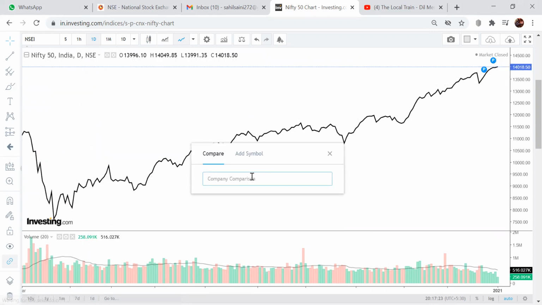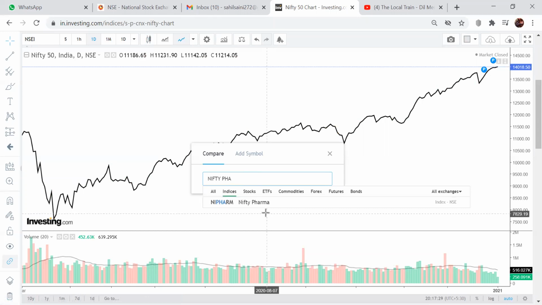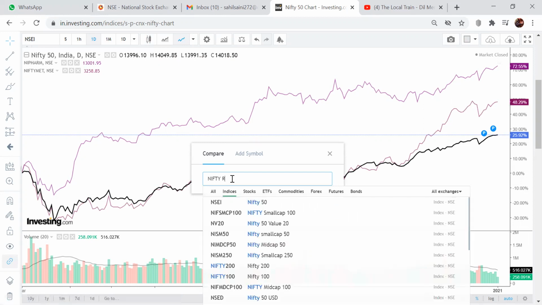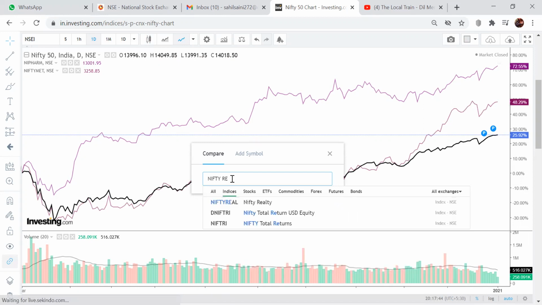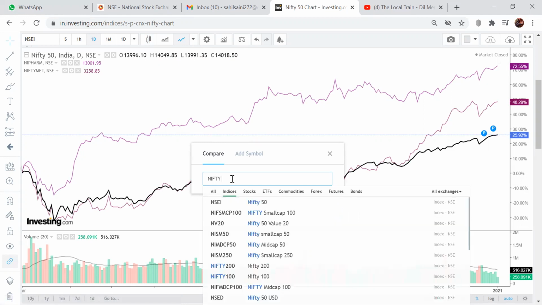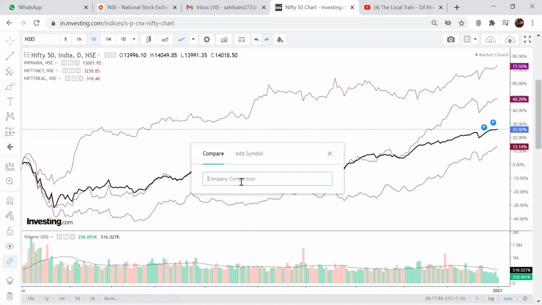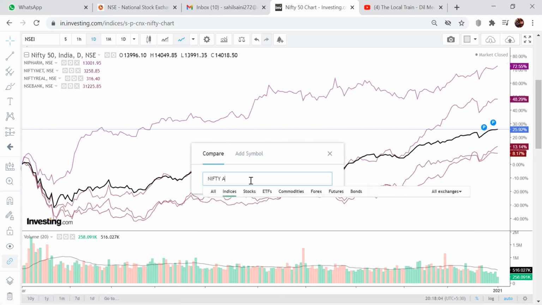Compare Nifty Pharma, Nifty Metal, Nifty Realty, Nifty Bank, and then Nifty Auto.